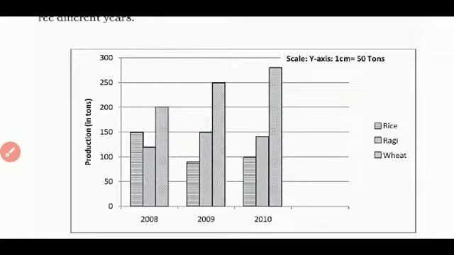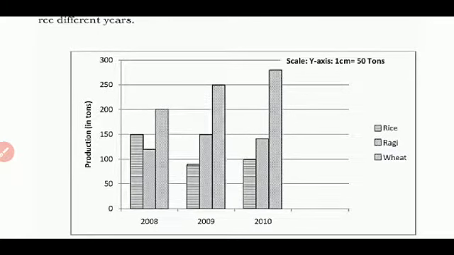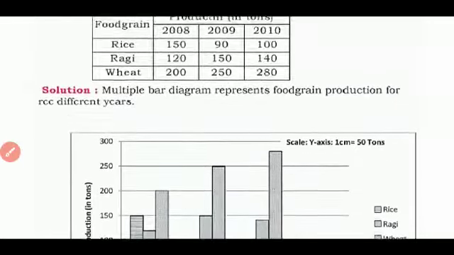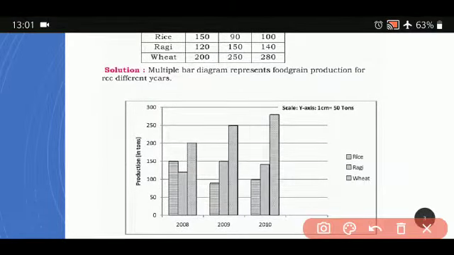What we have done here: the value for rice is 150, so you mark up to 150. Then comes ragi. Ragi is 120, you make the mark here at 120. Then wheat is 200. So all three are represented for 2008. Similarly for 2009, you first mark rice, that is 90, then 150, and then 250.